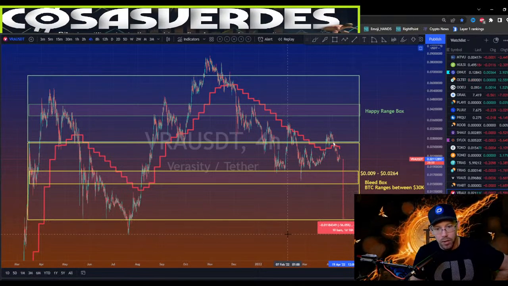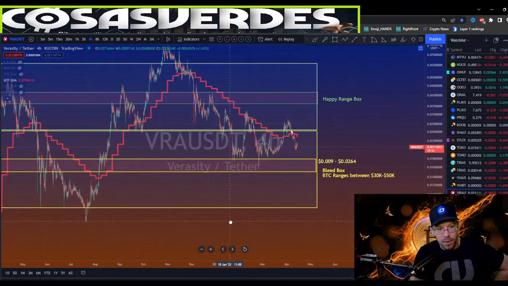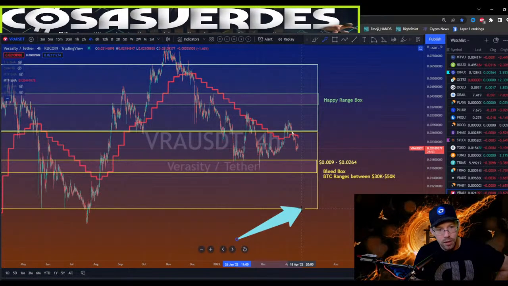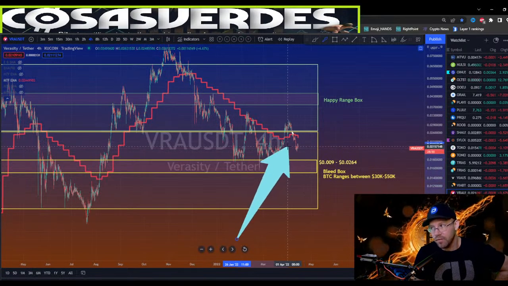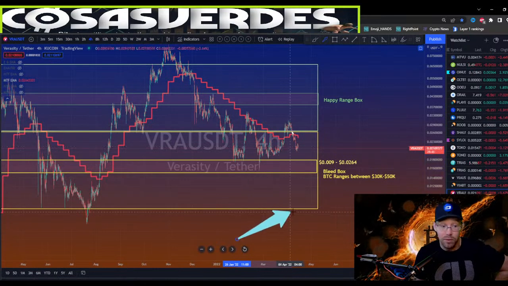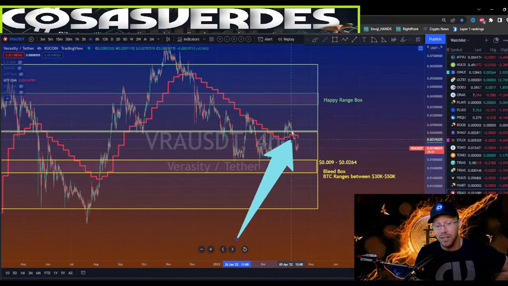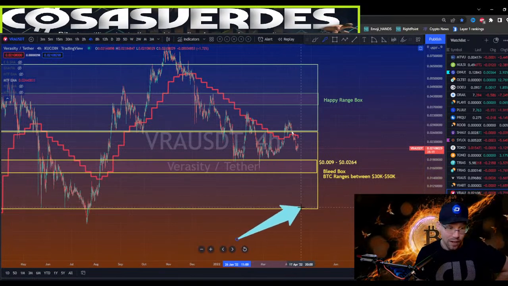0.009 to 0.0075. That would be my guess. I think it would hold up at the bottom of this range. But if Bitcoin has a 30%, let's see here, 20K. No, that would be about a 50% tumble. It'd probably wick below. Man, it might hold up here, though. It honestly might only go down as much as Bitcoin went down.